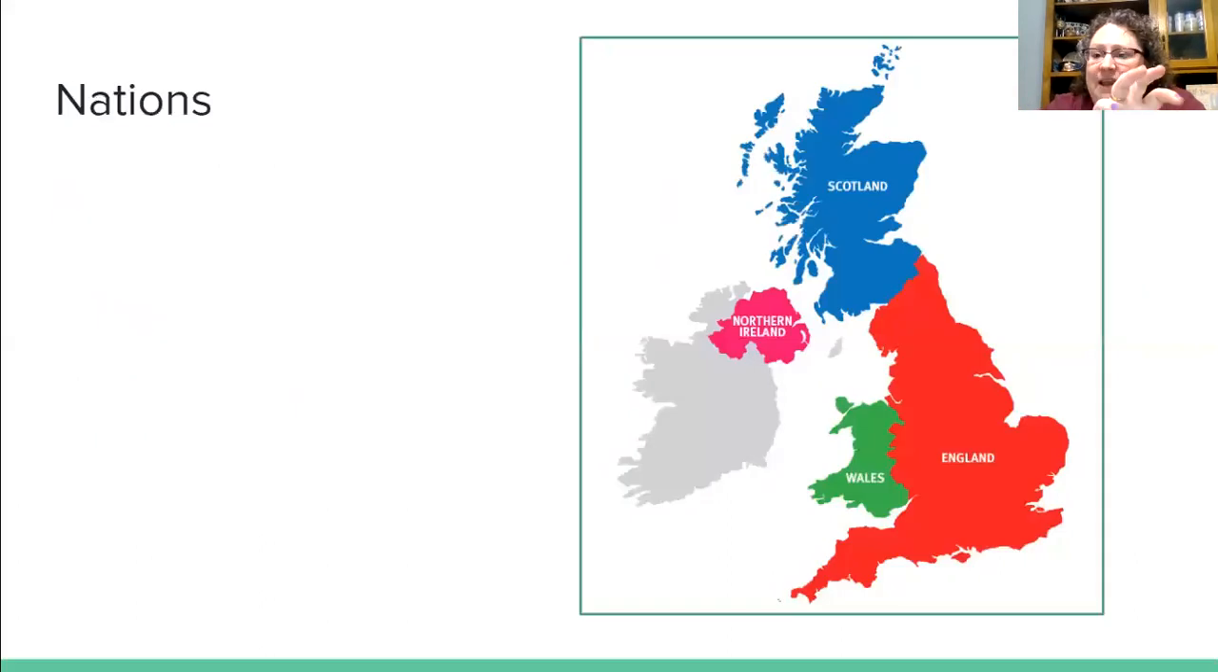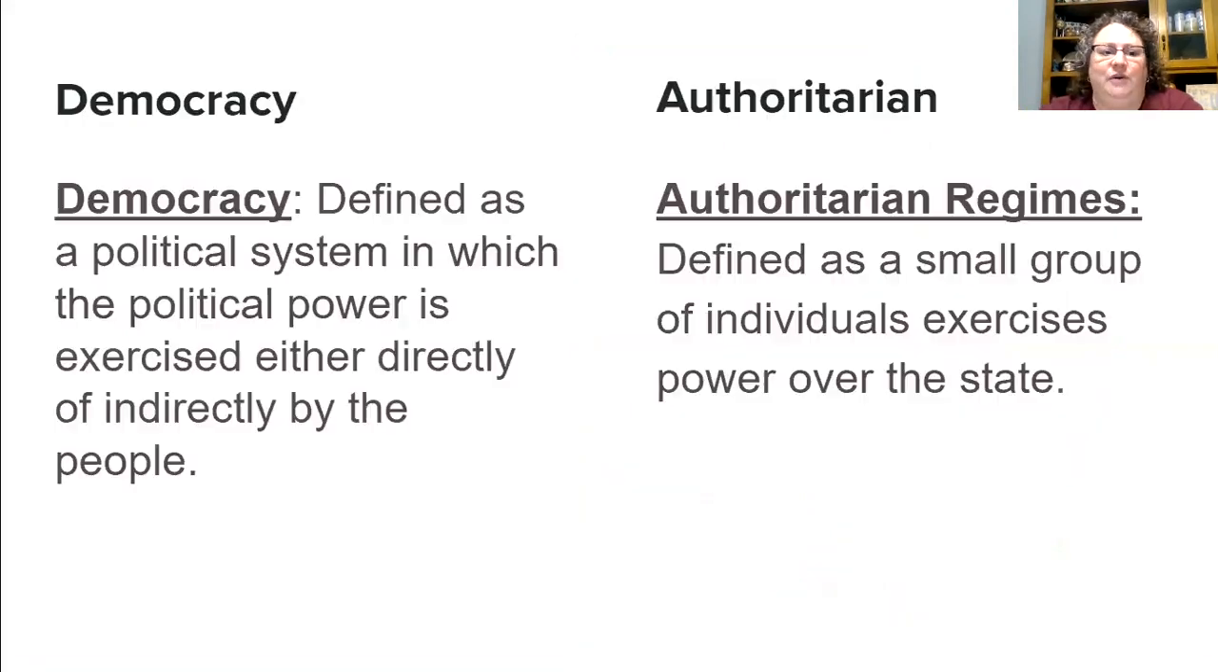And I do want us to keep this image of the UK in mind, because it's going to come back to us in a little bit when we're talking about unitary versus federal. So we've already discussed the idea of a democracy versus authoritarian. And remember the types of democracy: liberal, illiberal. Also keep in mind those terms, procedural and substantive democracies.